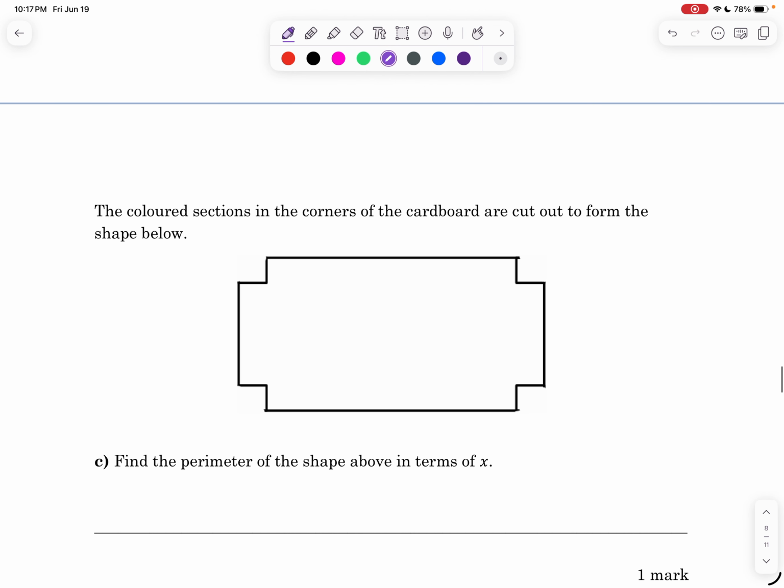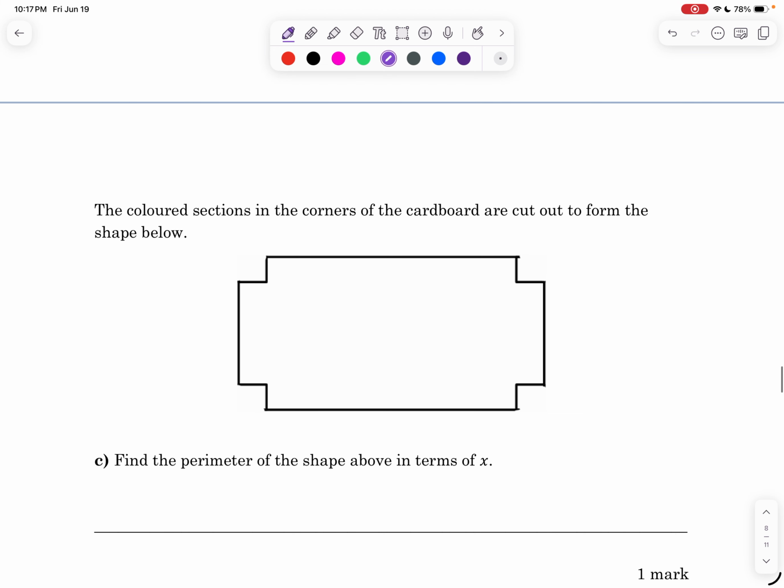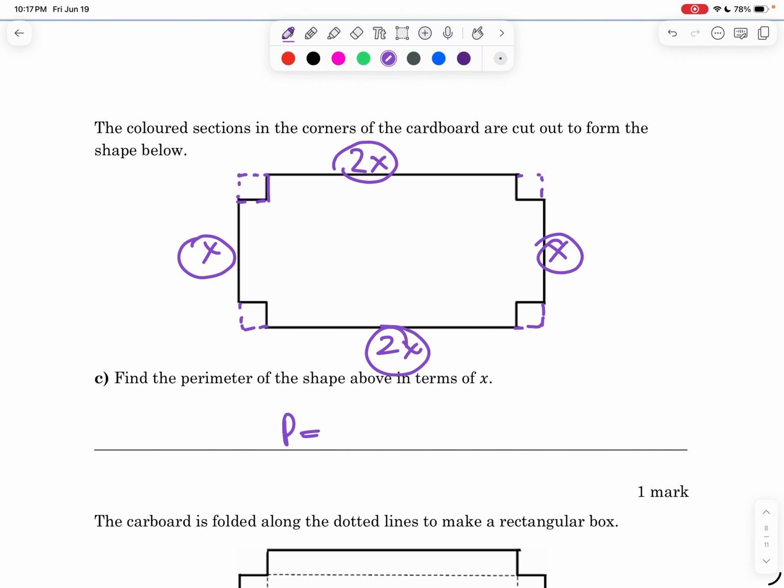The coloured section of the corners are cut out from the shape below. Find the perimeter of the shape in terms of x. Well, if that was x, this bit here is the same as that bit there. That bit there is the same as that bit there. That bit there is the same as that bit there. So it's still the perimeter, it's 2x plus 2x plus x plus x. Perimeter is 6x.